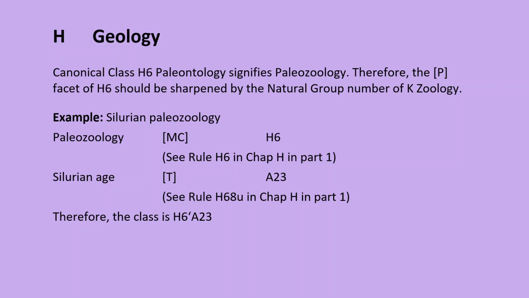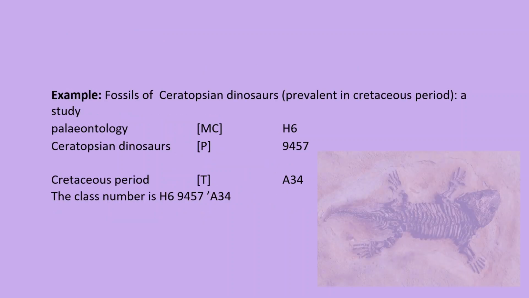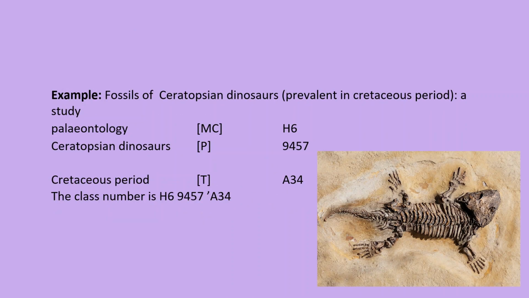And finally, capital A should replace capital H5. Thus, we get from the stratigraphy the notation for Silurian age, replacing H5, A23.